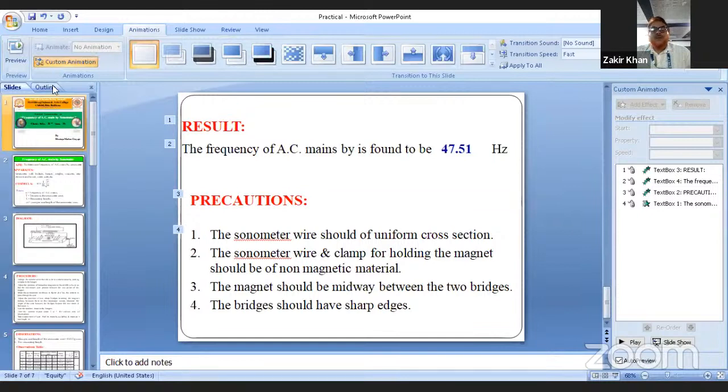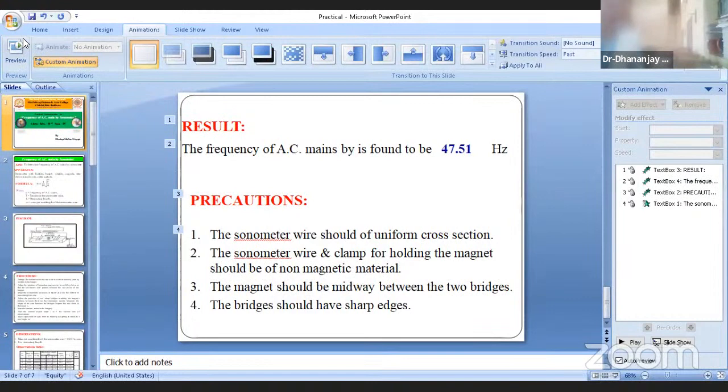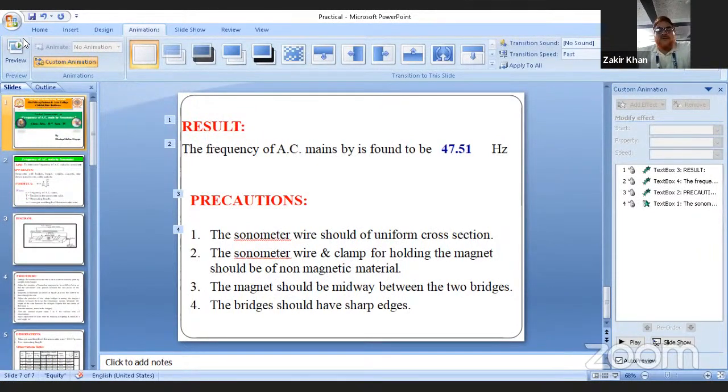If you are given a wire, how will you find mass per unit length of that wire? Sir, the formula is given: m equals pi r squared sigma. Repeat the formula. Pi r squared sigma. What is sigma?